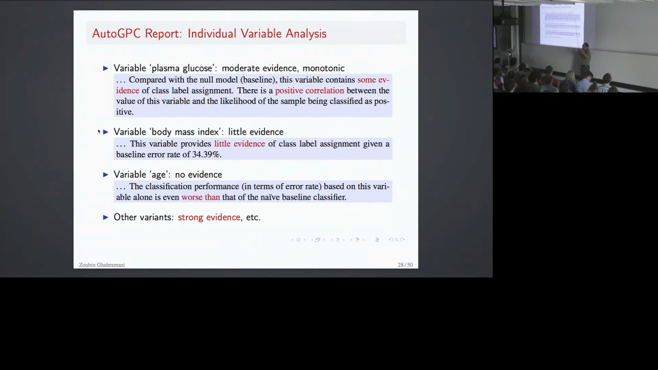The kind of classification scenarios we're thinking about are ones where you might have a few or maybe a few dozen input variables that have meanings of certain kinds, and you're trying to produce an output class label. And so you produce verbal descriptions like: this variable provides little evidence of class label assignment given the baseline error, or classification based on this variable alone is even worse than the naive baseline classifier. So you can really tell whether stuff is important or not. Importantly, we also look to see if relationships are monotonically increasing or not. And that's, I think, at the level of explanation that people care about. For example, there is a monotonic relationship between the variable plasma glucose and the diabetes outcome, a monotonically increasing relationship. And so we can discover those automatically and put them in the reports.